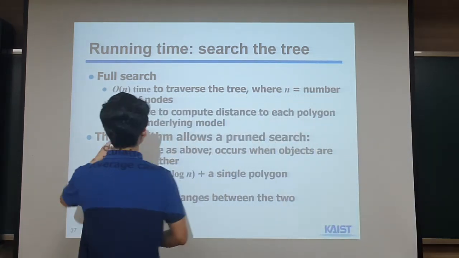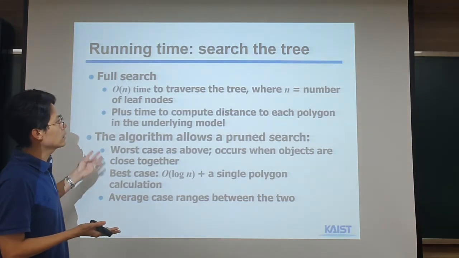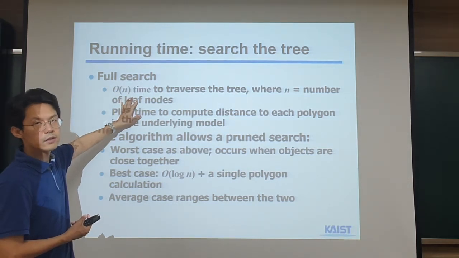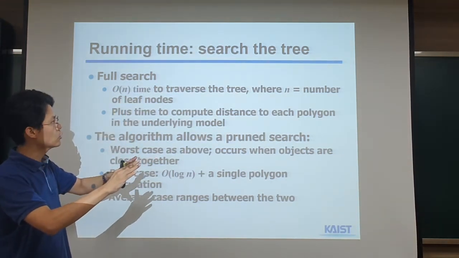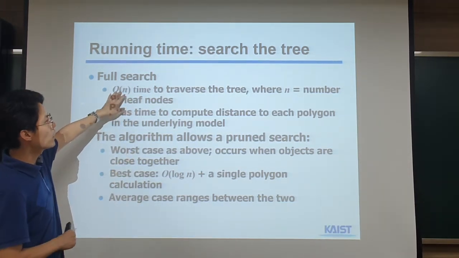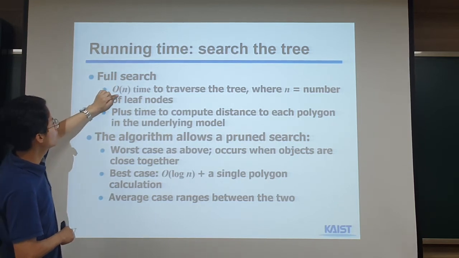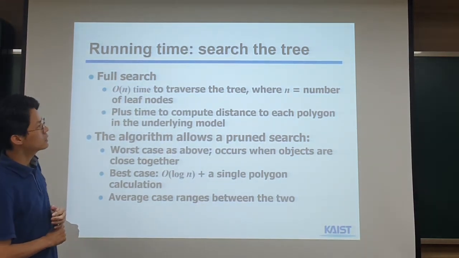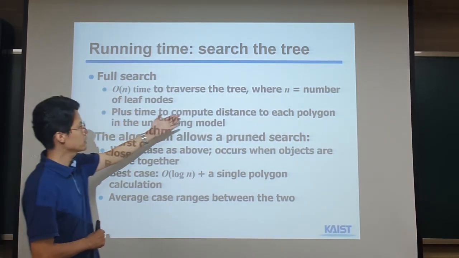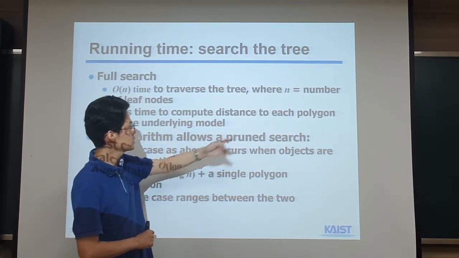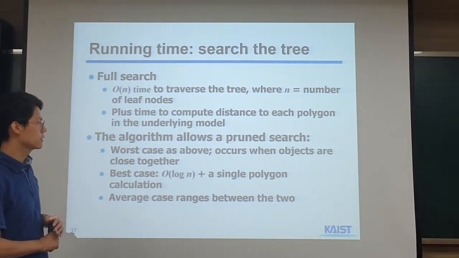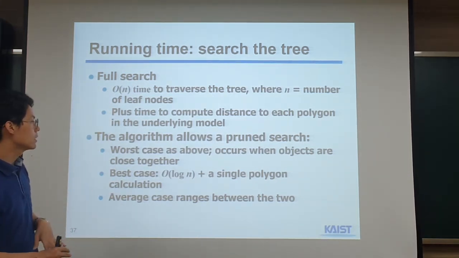At worst case, there might be no culling, right? In that case, we need to traverse all the nodes, right? Then you can very easily see that there are n triangles. Basically, there could also be big O of n nodes, right? So at worst case, the full search requires big O of n traversal time. And in addition to that, we also need to spend some time computing distance between a point and each triangle in the model, right? But this is the worst case analysis. In most cases, there might be culling, right?